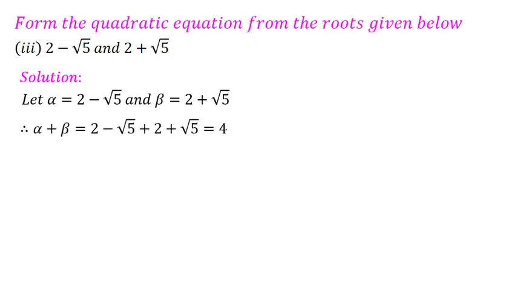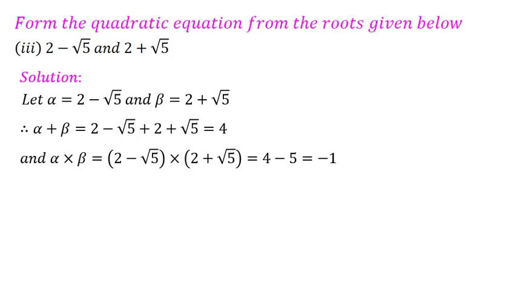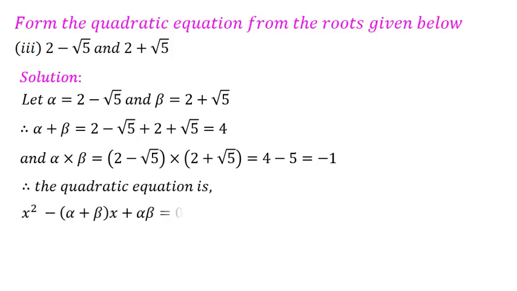Now the next question is 2 minus root 5 and 2 plus root 5. These are the two roots. So let us take alpha as 2 minus root 5 and beta as 2 plus root 5. Again alpha plus beta will give me 4 and alpha into beta will give me a square minus b square. So 4 minus 5 gives me minus 1. Now the quadratic equation is x square minus (alpha plus beta) x plus alpha beta equal to 0. That will give me x square minus 4x minus 1 equal to 0.